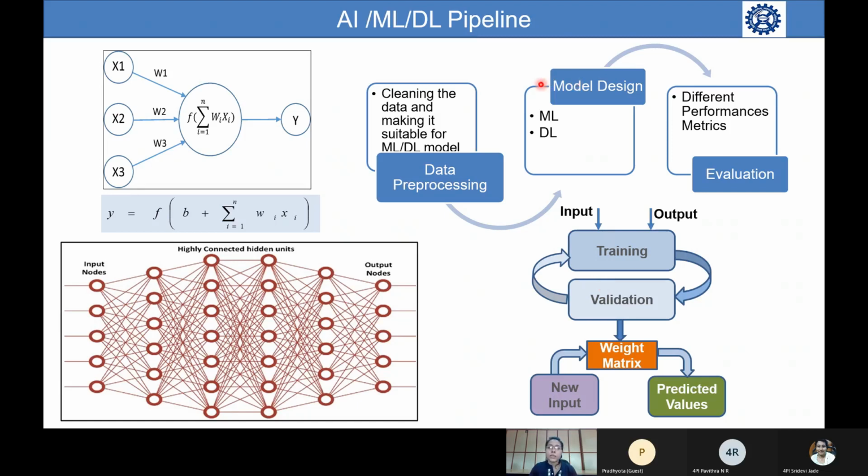So once the model is designed, then we will do the model evaluation. How will we do it? There are different performance metrics available, like root mean square error, mean absolute error, confusion matrix. We need to use different performance metrics to evaluate how our algorithm is working.